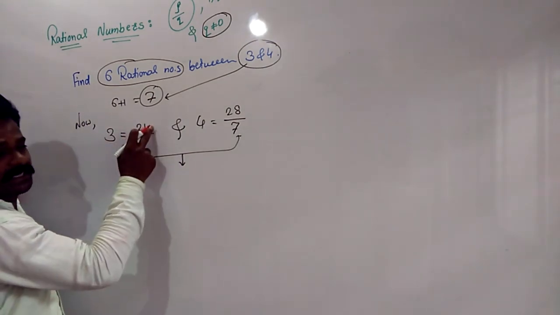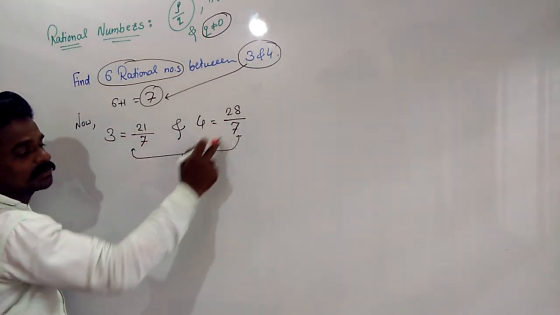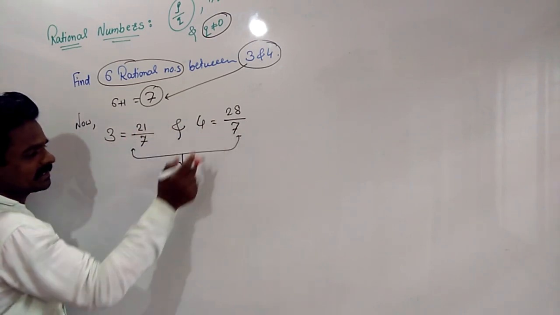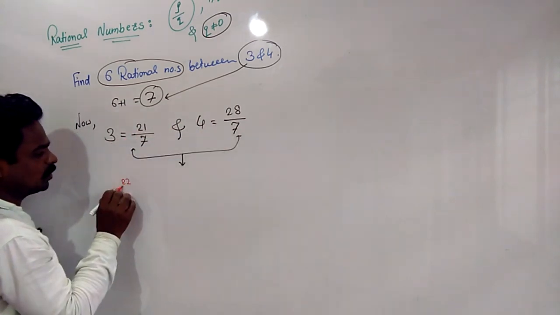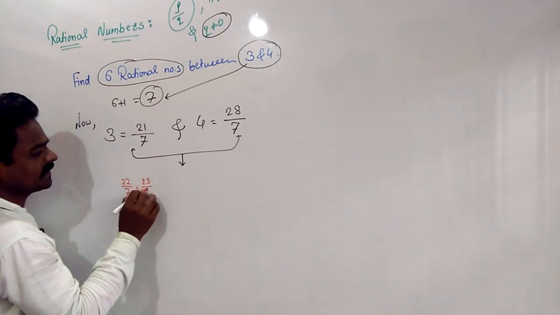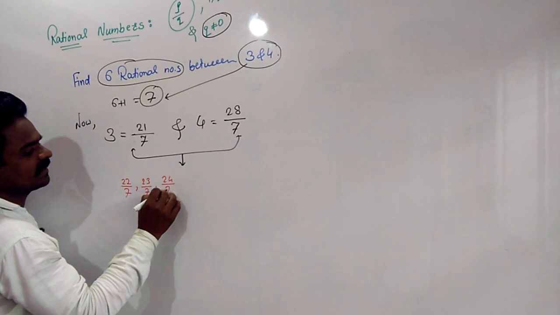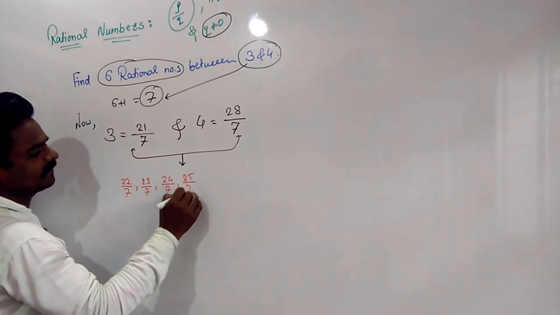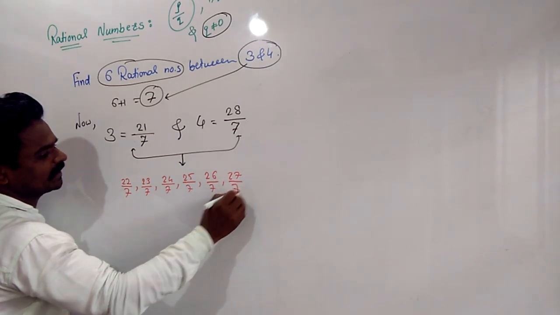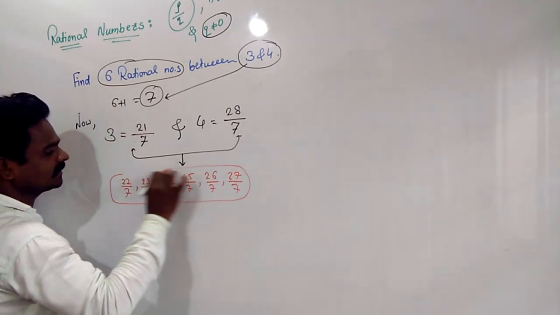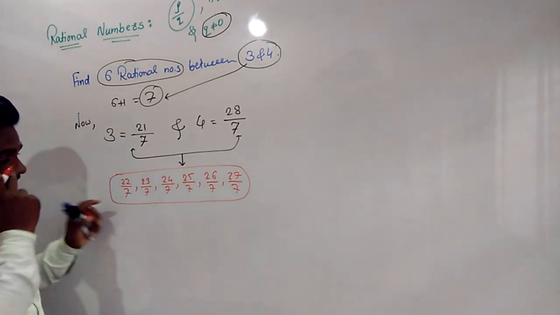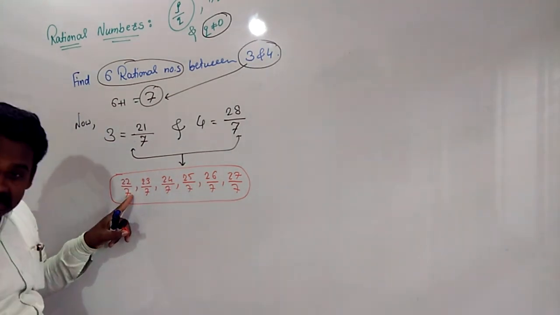So 3 can be expressed as 21 by 7, and 4 can be expressed as 28 by 7. The other numbers in between 21 by 7 and 28 by 7 are 22 by 7, 23 by 7, 24 by 7, 25 by 7, 26 by 7, 27 by 7. So these are the numbers, those 6 numbers. These are 6 rational numbers.